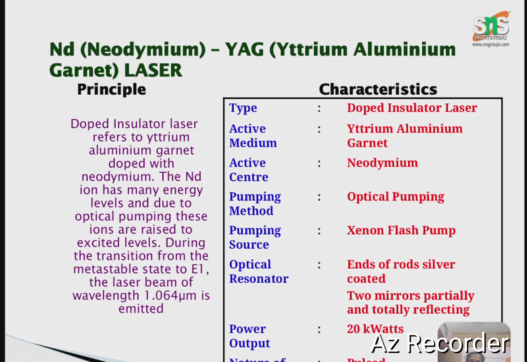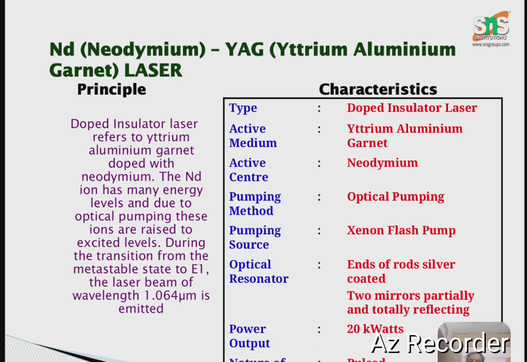Here we can see about the neodymium yttrium aluminium garnet laser. Here the type is doped insulator laser. Active medium is yttrium aluminium garnet. Active center is neodymium. Pumping method is optical pumping. Pumping source is xenon flash lamp. Optical resonator is nothing but the ends of the rod coated with silver, and two mirrors act as a partially reflecting mirror, and then the power output is 20 kilowatt, and the nature of output is a pulsed one.